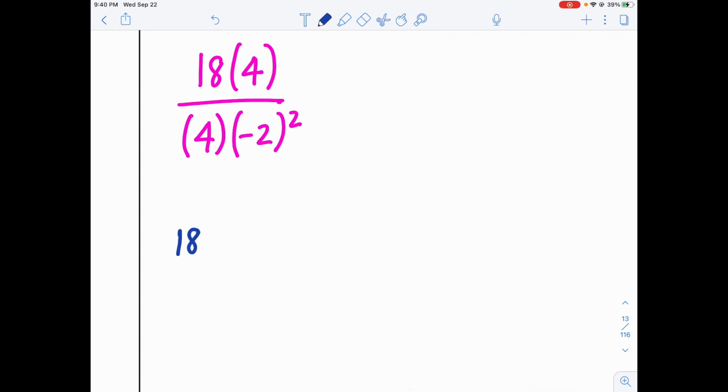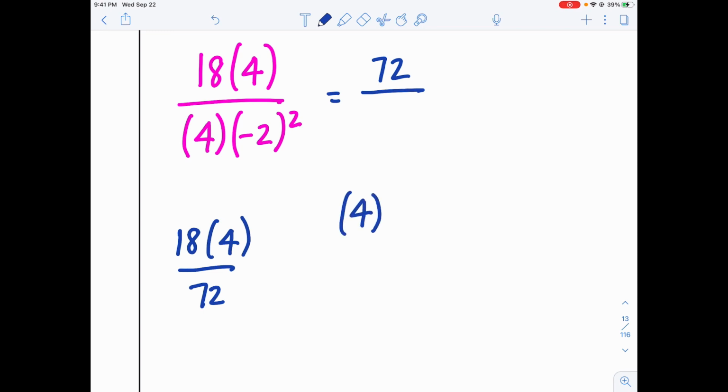I'm going to rewrite it down here. 18 times 4 is my top. 18 times 4 is 72. So the top of my division or my fraction is 72. Now I'm going to rewrite the bottom and simplify the bottom.